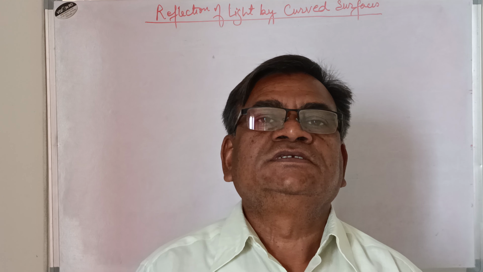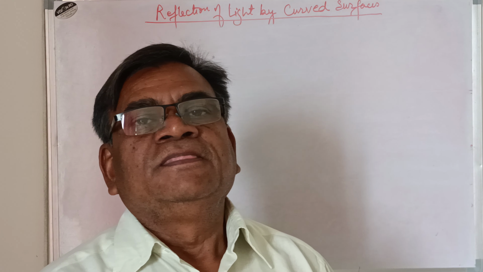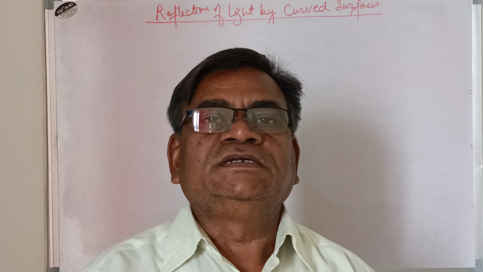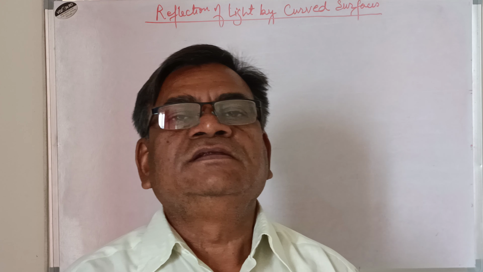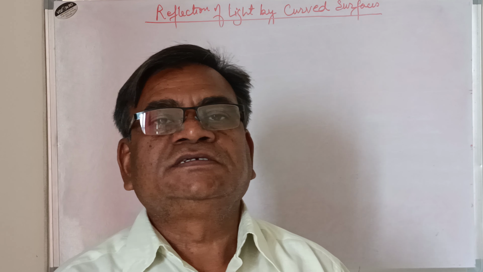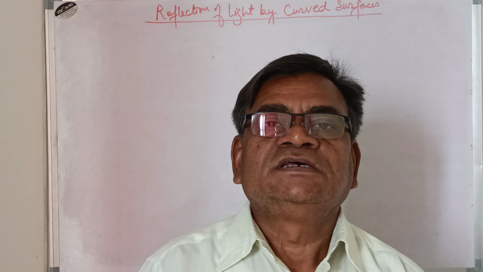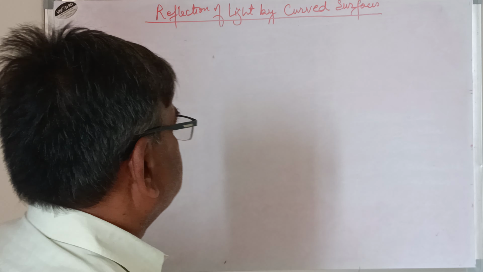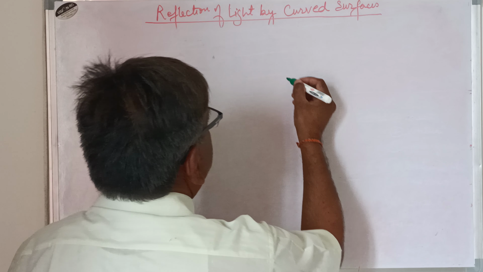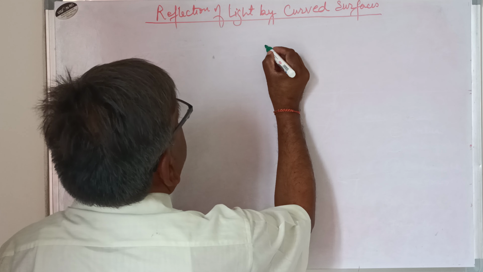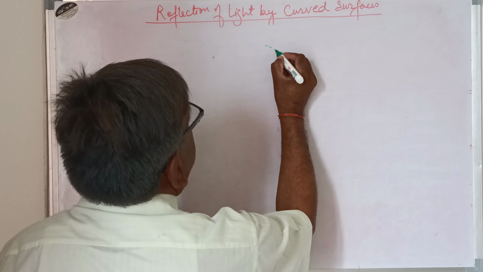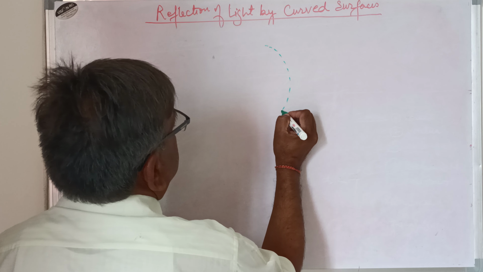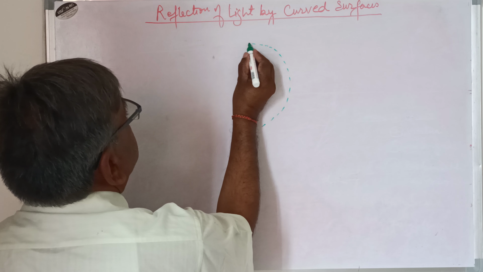And opposite to this, when the mirror is plated from inside, in the inner side, then the bulging surface becomes the reflecting surface, and this type of mirror is called convex mirror. So first of all, we have to know the important things about the curved surfaces, concave mirrors and convex mirrors.